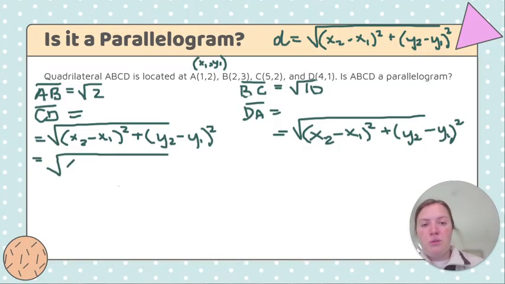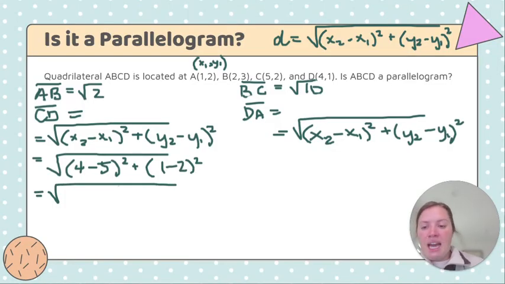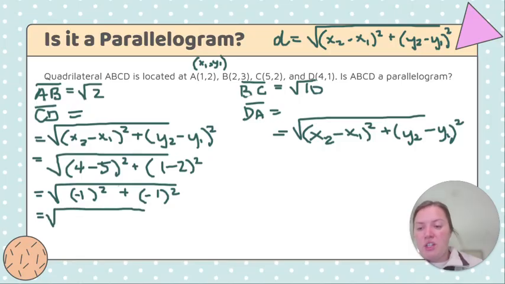So D is my point 2, so we're going to do 4 minus 5 squared, and then we are going to do 1 minus 2 squared. That gets us 4 minus 5 is negative 1 squared, and 1 minus 2 is negative 1 squared. Can't forget that negative sign. So we're left with negative 1 squared plus negative 1 squared. We take care of the squares. Remember, negative 1 times negative 1 is just 1, and that's the same for both. And now we have the square root of 2.